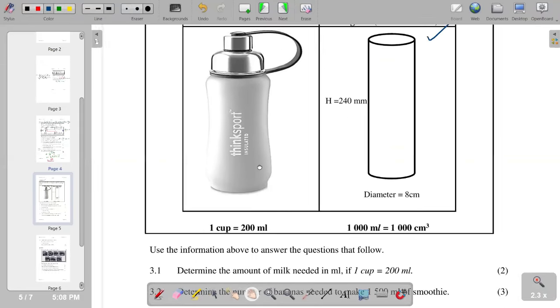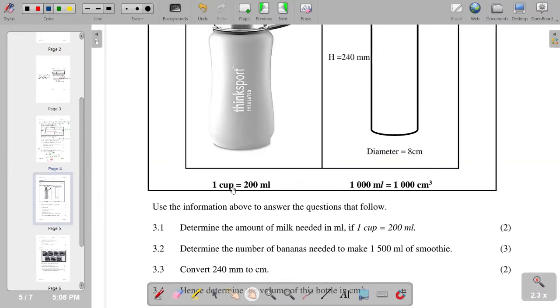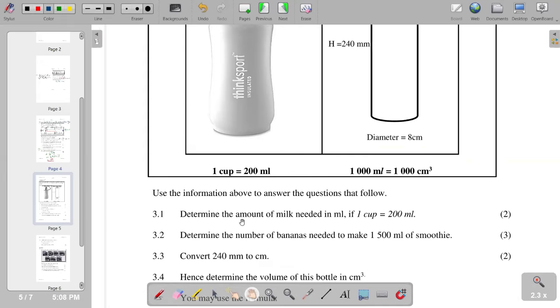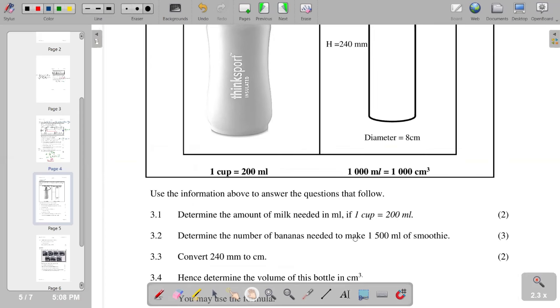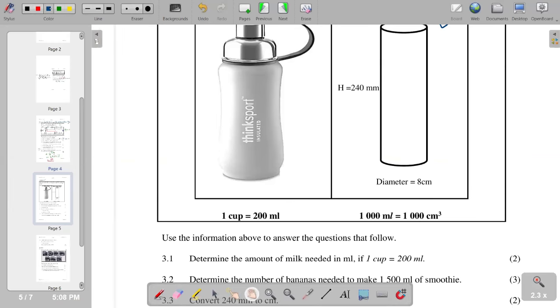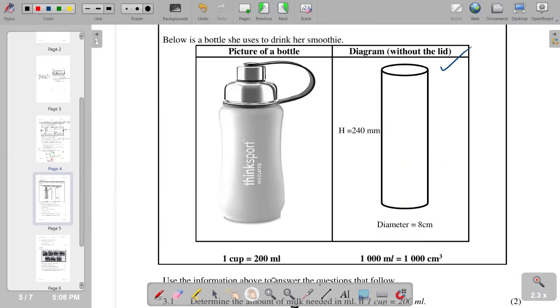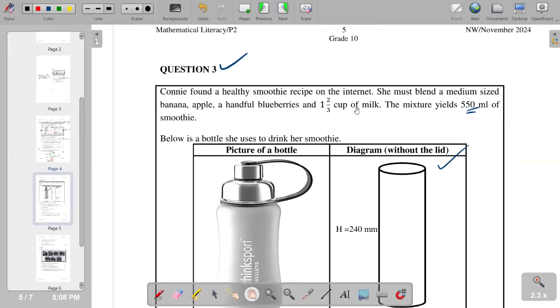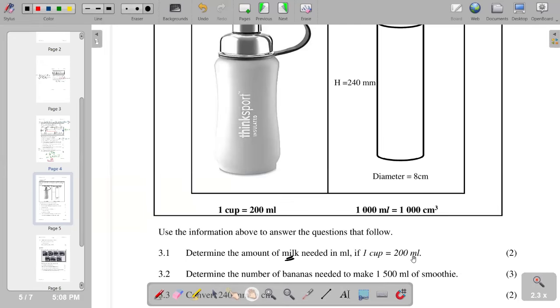So on that one, we are also given the equivalence. 1 cup equals 200 milliliters, 1,000 milliliters equals 1,000 cubic centimeters. So first question, determine the amount of milk needed in milliliters if 1 cup is equal to 200 milliliters. And we see that the amount of milk needed in milliliters, of course, we are told that we have got 1 2/3 cup of milk, of which 1 cup is equal to 200 milliliters.